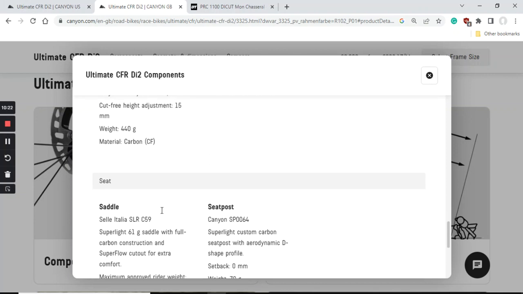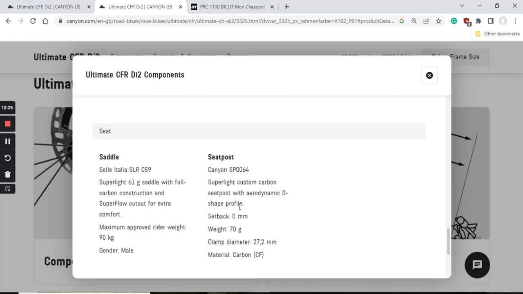Now I have to mention the saddle and the seat post. The seat post is a classical Canyon carbon fiber seat post, again super light at 70 grams. Astonishing stuff. It's 27.2 millimeters in diameter, D-shaped, nothing special here. If you need a replacement, it's easy to do, but the saddle is really astonishing again. You have a Selle Italia SLR C59 saddle, super astonishing because it's only 61 grams for this carbon fiber saddle, and there is also a rider weight limit of 90 kilograms. Absolutely eye-watering and astonishing stuff.